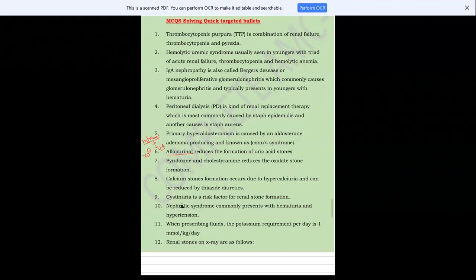IgA nephropathy, all we studied about IgA nephropathy. Can you tell me, in a patient of pharyngitis, after how many days IgA nephropathy will present if a patient is having pharyngitis now?